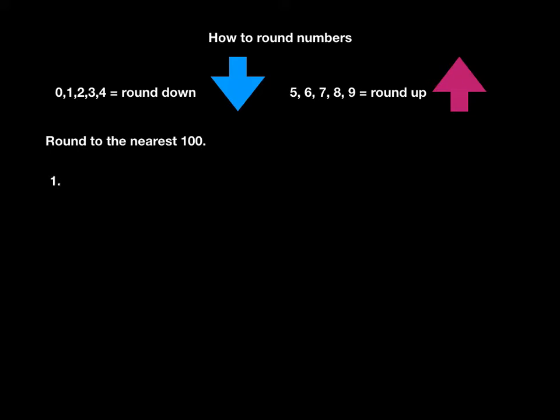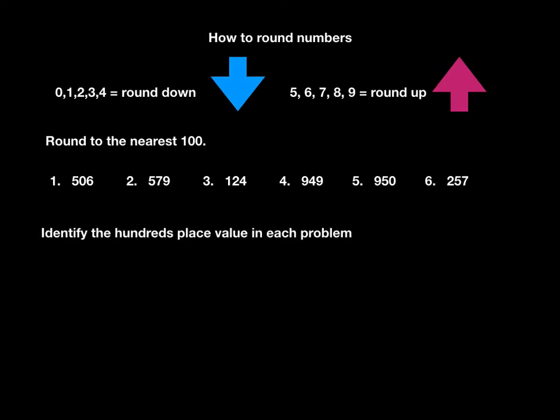So if I want you to round to the nearest hundred in these problems, you have to identify the hundreds place value in each problem. So in the first one, 506, 5 is in the hundreds place. 579, 5 is in the hundreds place. 124, 1 is in the hundreds place. 949, the 9 is in the hundreds place. 950, the 9 is in the hundreds place. 257, the 2 is in the hundreds place.